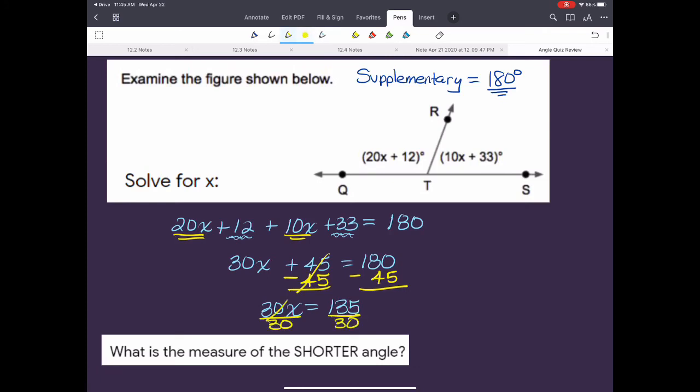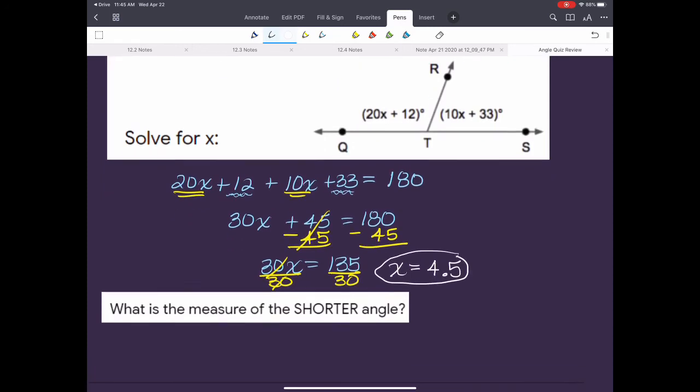Now here's where your calculator comes in handy. I didn't say anything about not using your calculator, but you're allowed to. And if you use your calculator, you get 4.5. So that's what x equals. So we just solved for x. Now this question is asking us to solve for the shorter angle. Now the shorter angle is 10x plus 33. But I'm not going to put x in. We're going to put in 4.5.